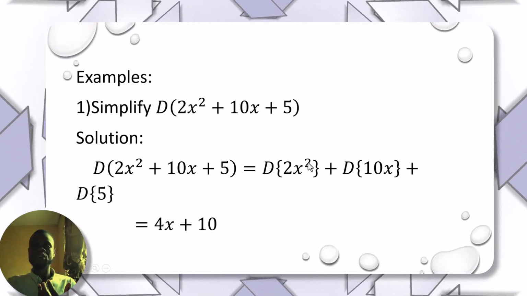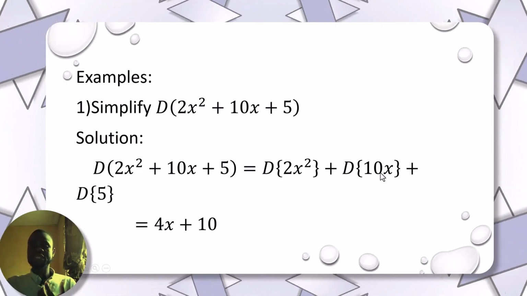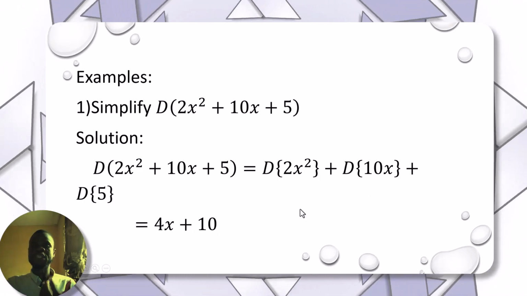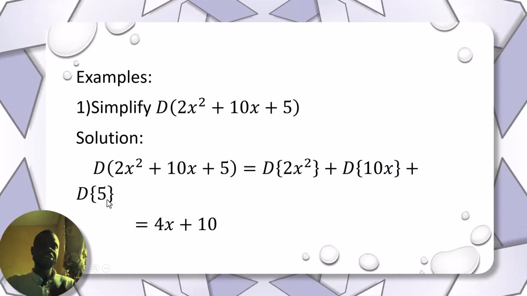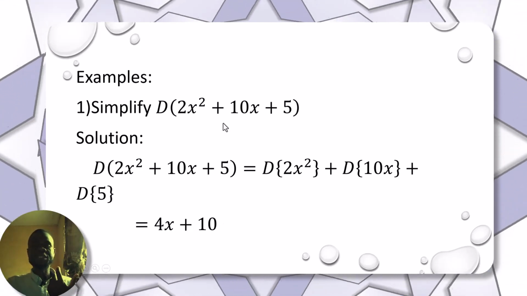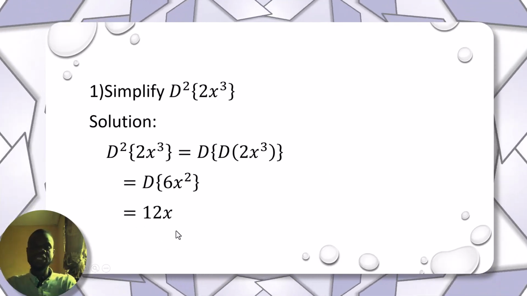That gives me 4, then I reduce this by 1, so we have 4x, right? Then when I differentiate this, I have 10x, 1 comes to multiply 10, still I have 10, then I reduce this by 1, so I have 10. And whenever I differentiate a constant, it's always 0. So the d operator of this is simply 4x plus 10.